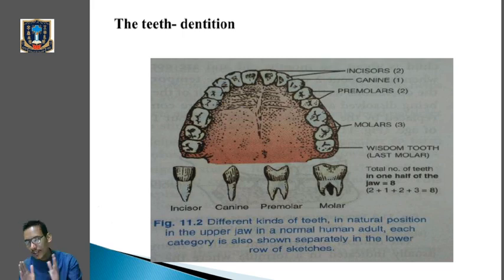When we combine the 4 parts of the jaw, we get 32 teeth. So 8 into 4 will be 32. One half has 8 teeth, so when you consider this half we have 16, and when you consider both halves, we have 32 teeth. Clear? And the different teeth are incisor, canine, premolar, and molar. We are going to deal with each and every tooth. First, we will see the incisor.